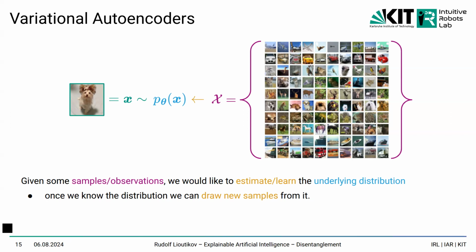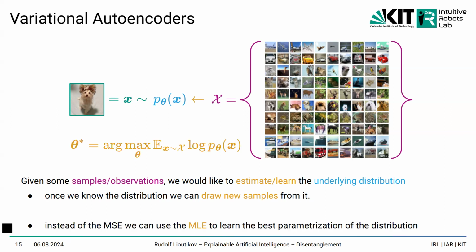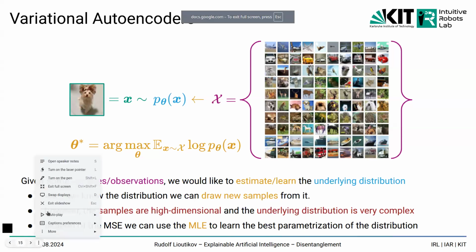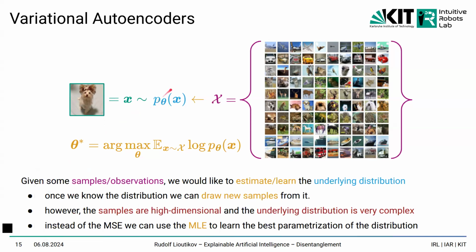So once we know what the distribution actually looks like, we can generate new samples. My animations are completely messed up. I'm sorry for that. So once we're actually able to learn this, I can see my cursor. Okay. Once we actually learn this kind of model, we would be able to generate our complex samples.